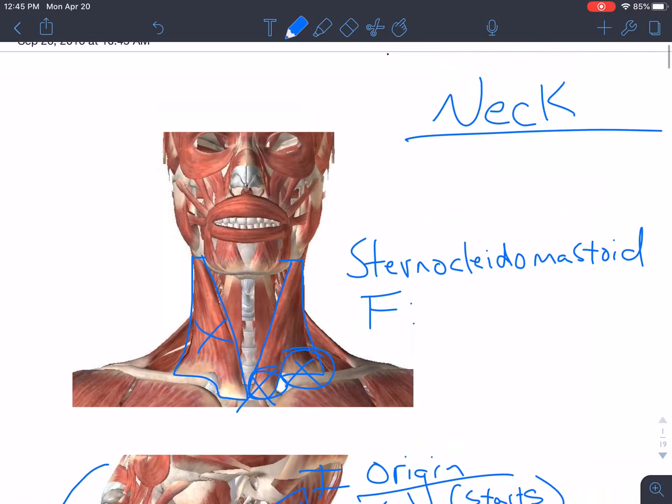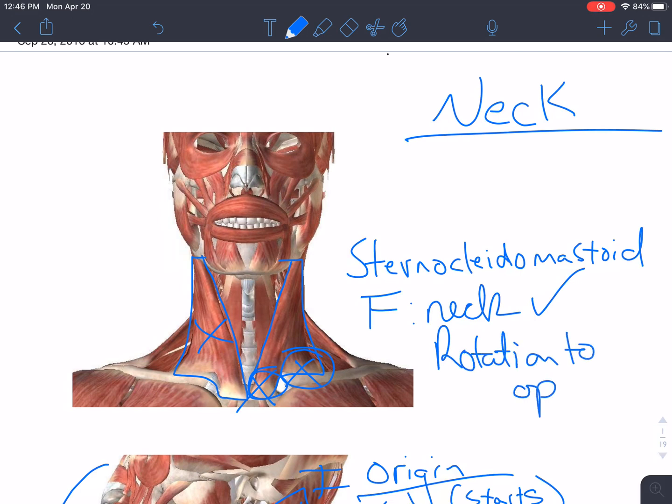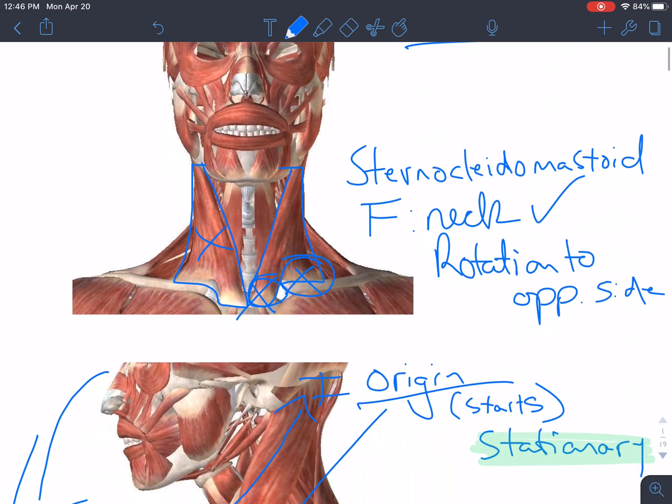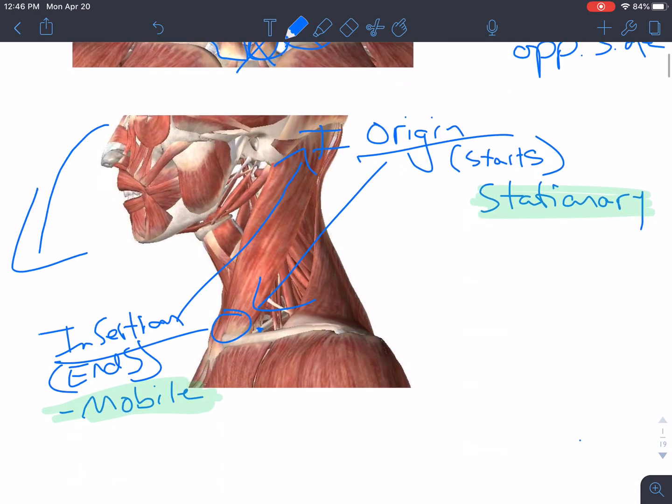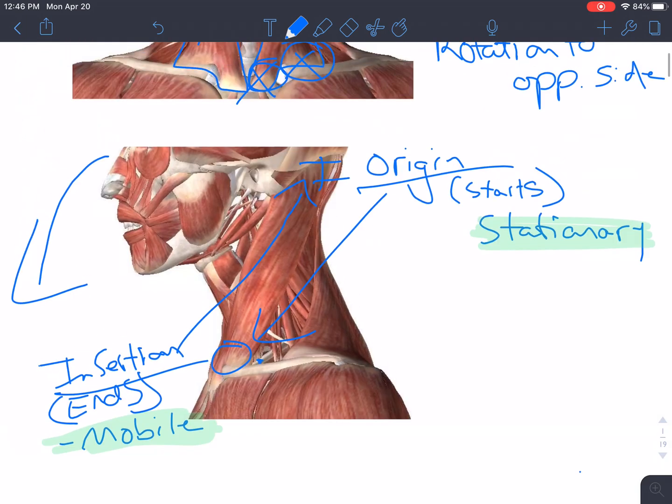So its function is neck flexion, and then rotation to the opposite side. So it's like you're saying no, right? So your sternocleidomastoid does the no motion. So when you're in class or when you're saying no, that's the one. All right, so that's one neck muscle.